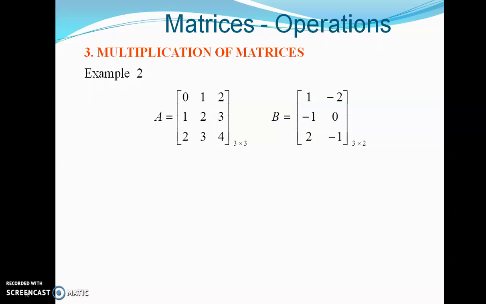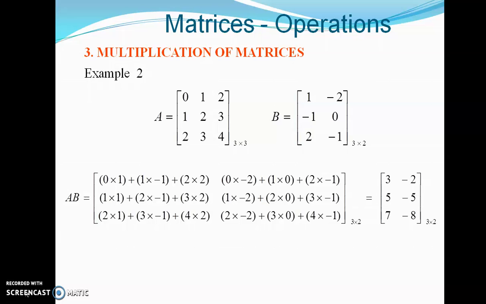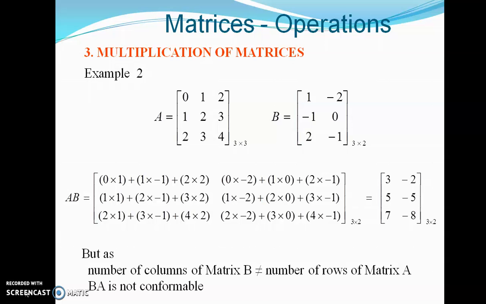Next, try this multiplication. What do you find? Can you find AB? Can you find BA? AB is possible because the number of columns in A is equal to the number of rows in B, but BA is not possible as the number of columns of matrix B is not equal to the number of rows of matrix A.